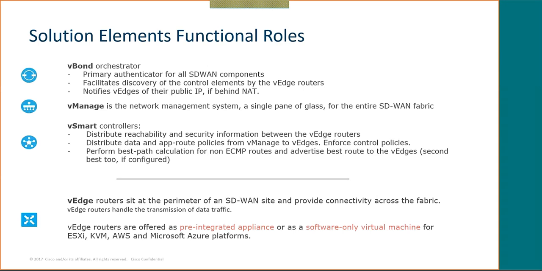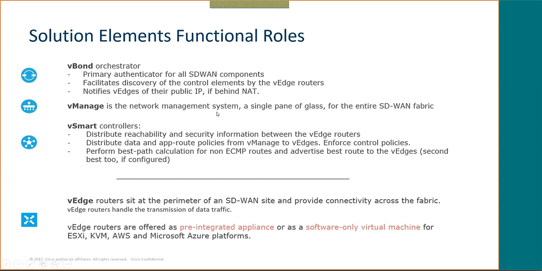It also notifies vEdges of their public IPs if behind NAT. So vBond collects the information about whether all components have direct public IP addresses or are behind NAT. If they are behind NAT, both their public IP address and private IP will be collected. So vBond plays a key role in the orchestration layer. It authenticates and authorizes all the devices, and it provides the information about all the other controllers to the vManage, and every device's associated public IP or private IP information is collected.